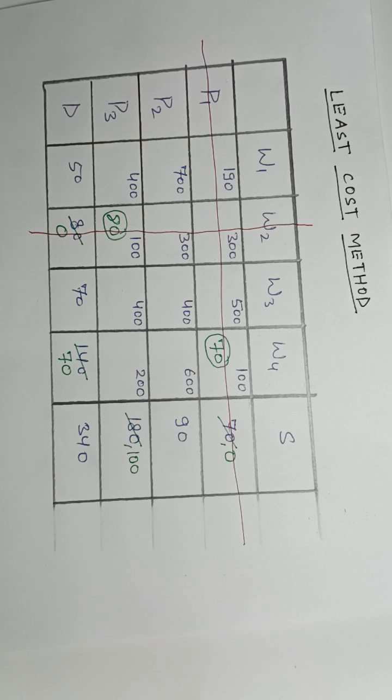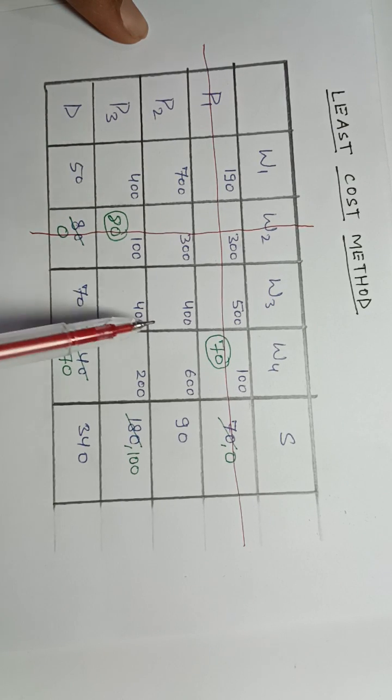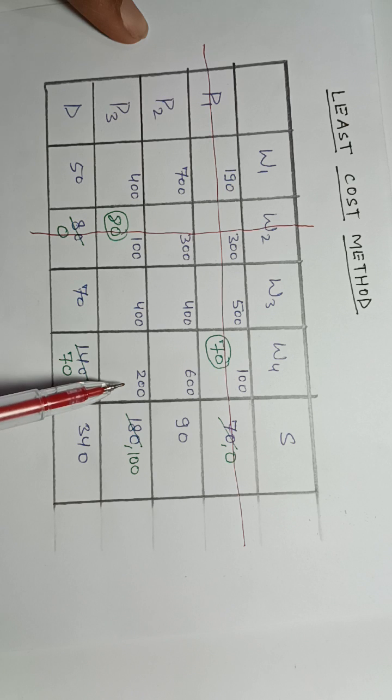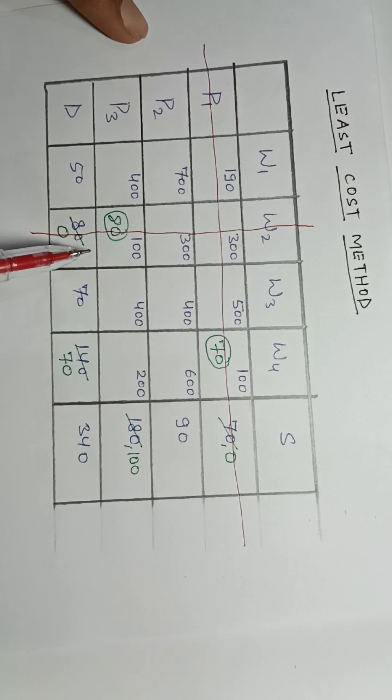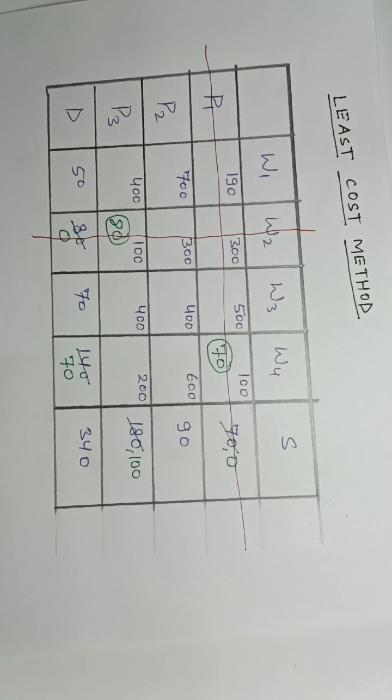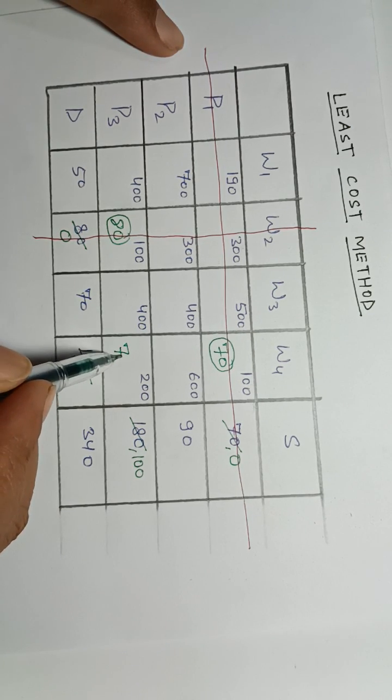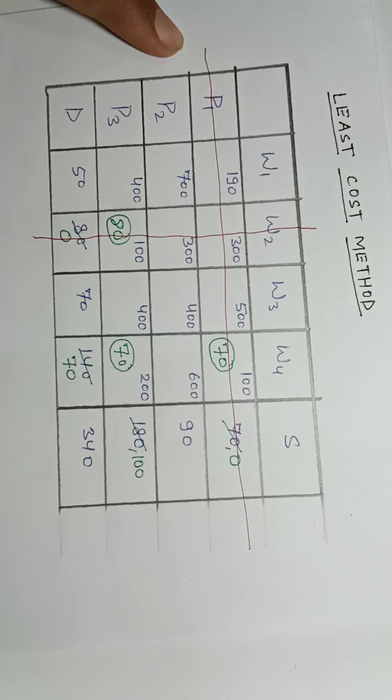Now again we will try to find the least cost among 700, 400, 400, 400, 600 and 200. We will not consider the W2 column and the P1 row here. Among these, the least cost is 200, this one. Here the supply is 100 and the demand is 70, so the maximum we can accommodate is 70 units. So I will allocate 70 units.